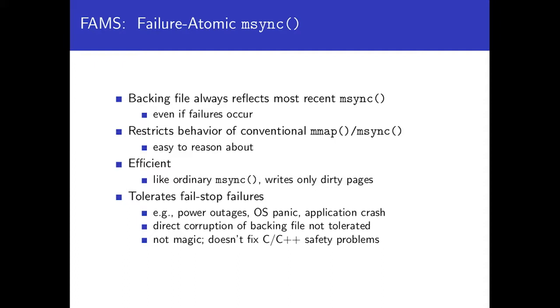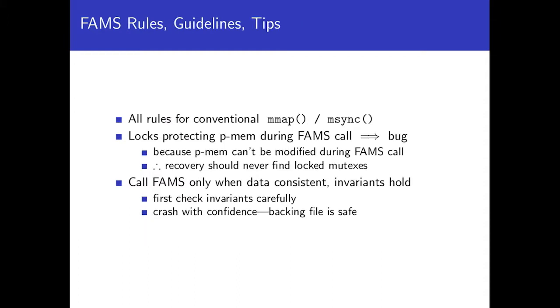Now, bugs in hardware or software that directly corrupt the backing file are not tolerated. And failure atomic msync doesn't fix your C bugs. It's not magic. But as we'll see, it offers applications a well-defined point where they can check the integrity of their data before making it persistent.